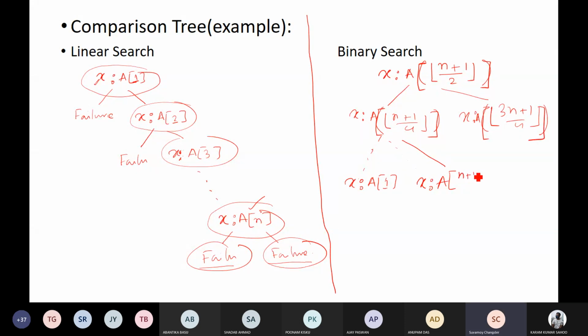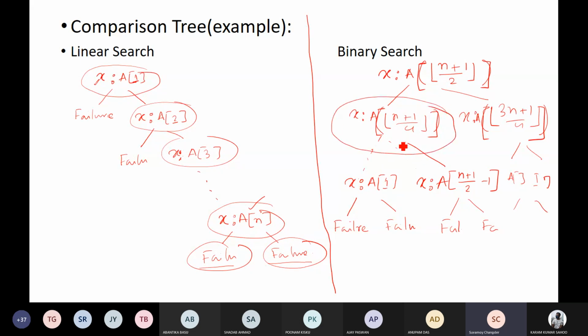So (n+1)/2 minus 1. You can compare this, and similarly for this one we will reach the last node. If this is successful, then it is fine. If not, then the last leaf node is a failure here. So all the terminating values are failures. In between, in any internal node, if the search is completed, then fine. Otherwise, the lower bound in the worst case is that we have to reach up to failure, not the success.